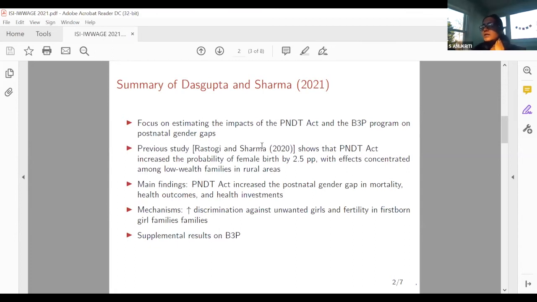And in terms of mechanisms, what they find is that there was an increase in discrimination against unwanted girls, and fertility also now increased. So this is again the opposite of what we find because of increase in access to ultrasound. They find that fertility instead now, because of reduction in sex selection, goes up in firstborn girl families. And then they supplement this analysis with findings from Beti Bachao Beti Padhao.